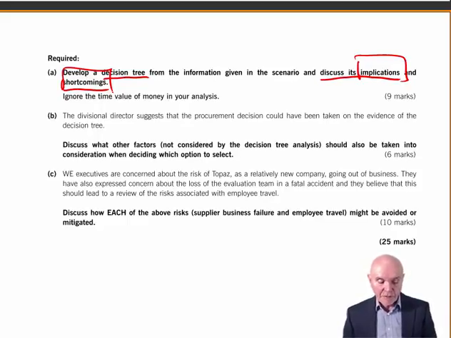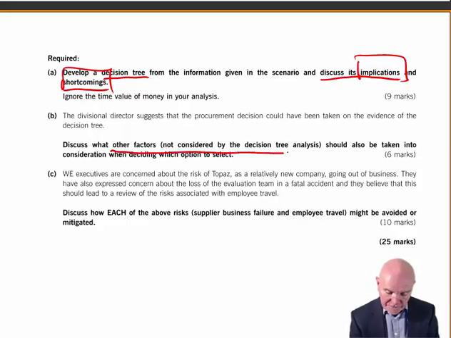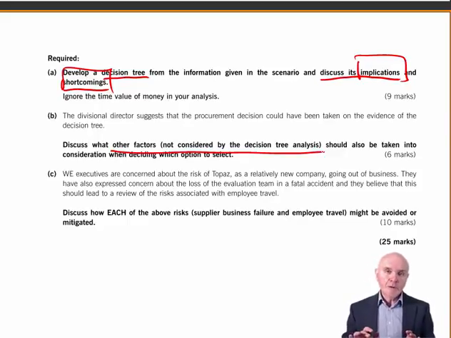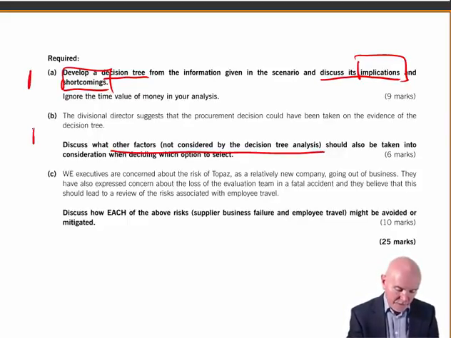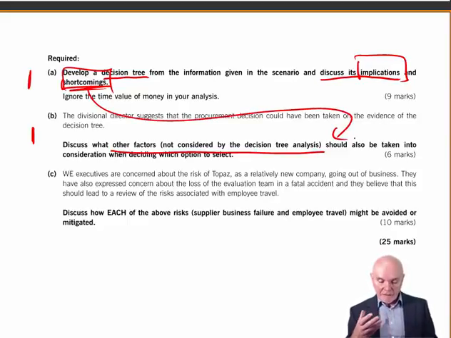Part B, the divisional director suggests that the procurement decision should have been taken on the evidence of the decision tree. Discuss what other factors not considered by the decision tree analysis should have been taken into consideration. I think the difficulty in this one, as you often find, is how do you split them? Because some of the shortcomings we're talking about are really things that should maybe have been taken into account in the analysis. So we just have to be careful not to put too much into part A that could usefully be put in part B.